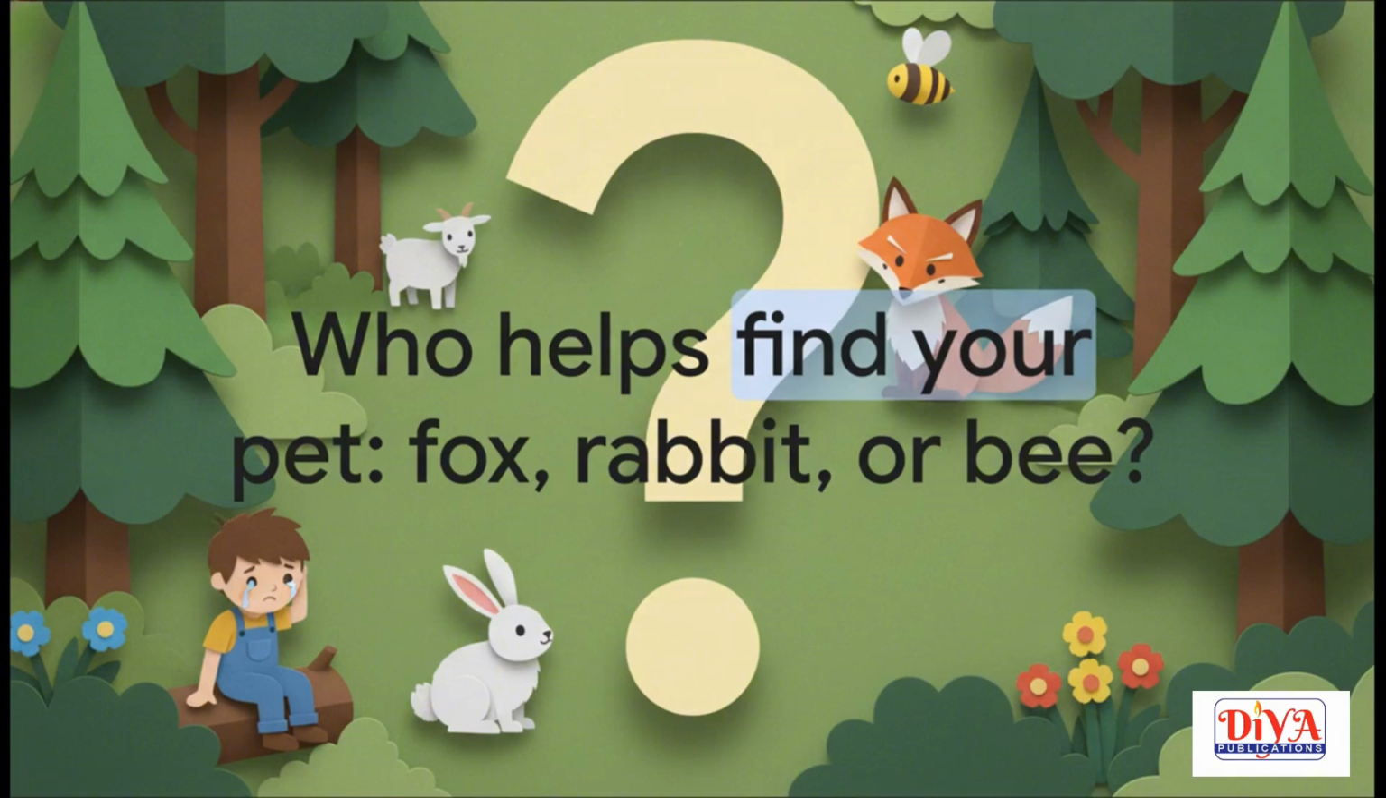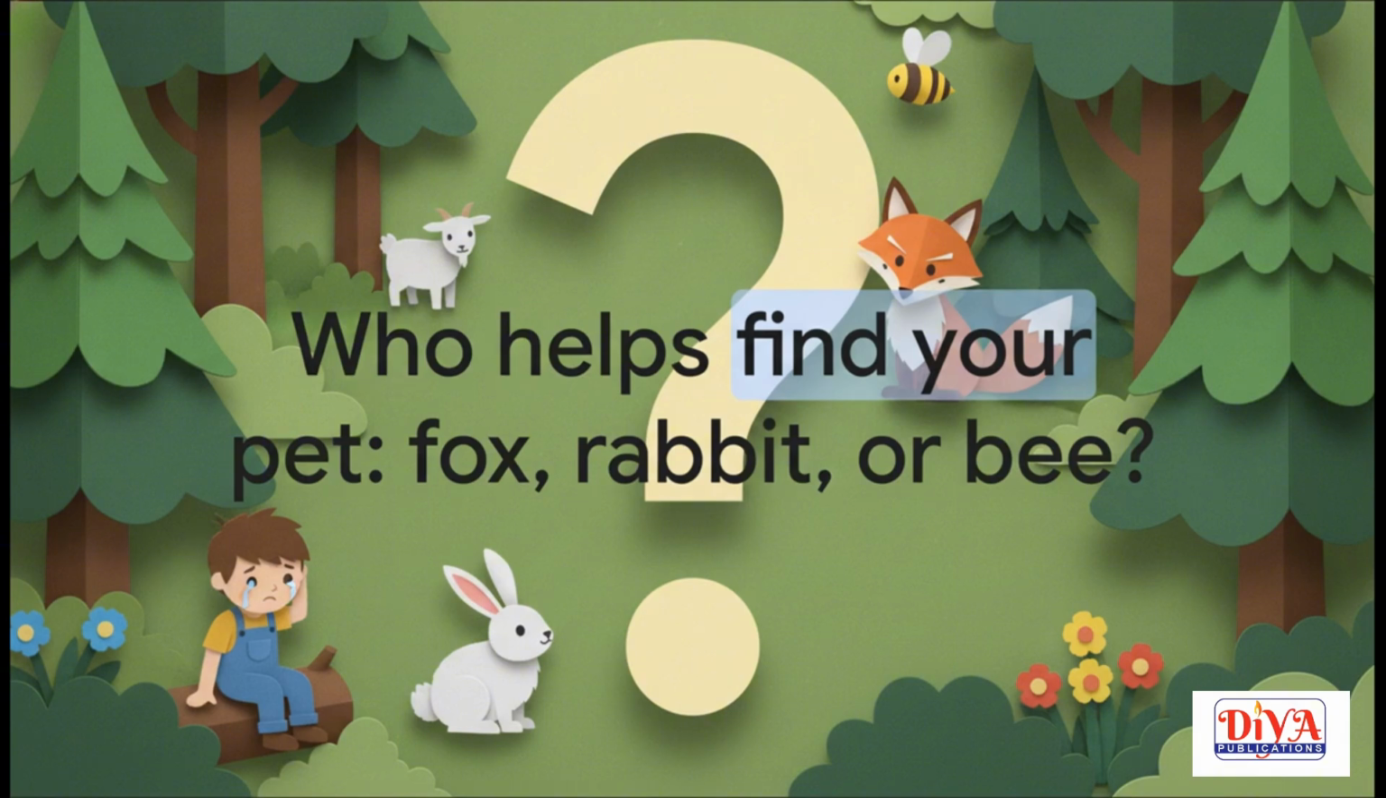If someone you love is upset, what do you actually do to help them? Let's make it specific. Imagine you're walking through a forest, right? And you see a little boy crying because his pet goat ran away. Who do you think would be the best equipped to help him out? A fast rabbit, a clever fox, or a tiny little bee?